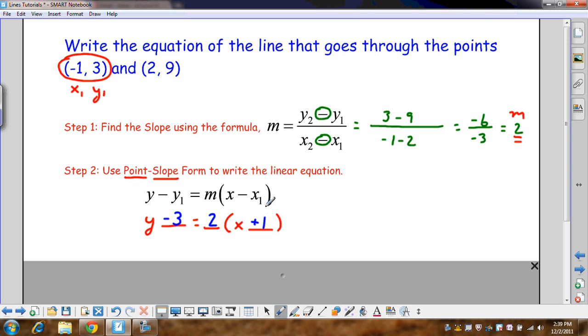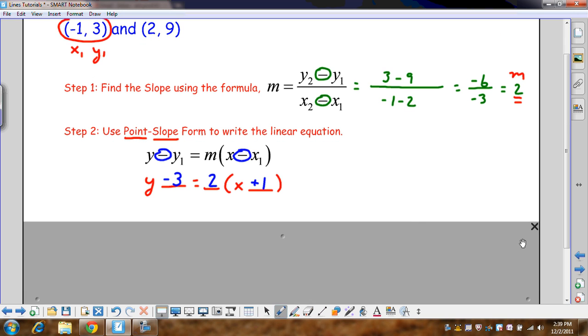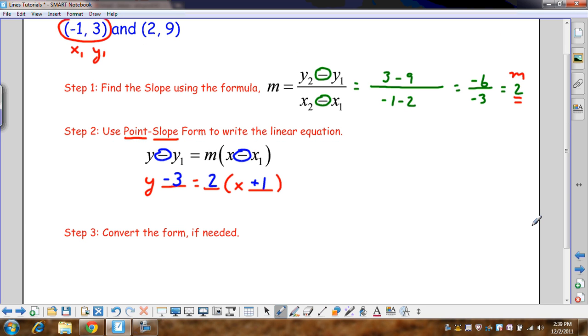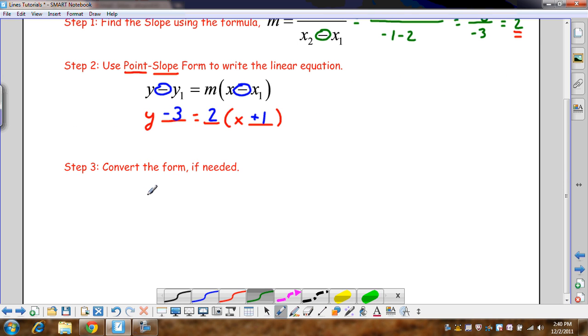So my m is 2. My y1, I'm going to put -3. And for the x1, I'm going to put +1. And if you're wondering, why did I put -3 and +1 when the point given was -1 and 3, you have to remember, for point-slope form, you use the opposite sign. Remember, those negatives here mean opposite. Okay, so if I'm being asked for point-slope form, I'm done.